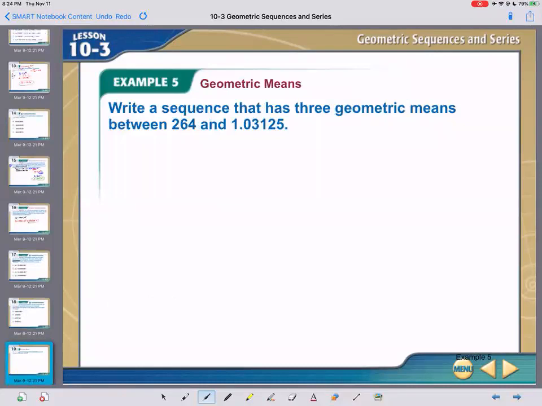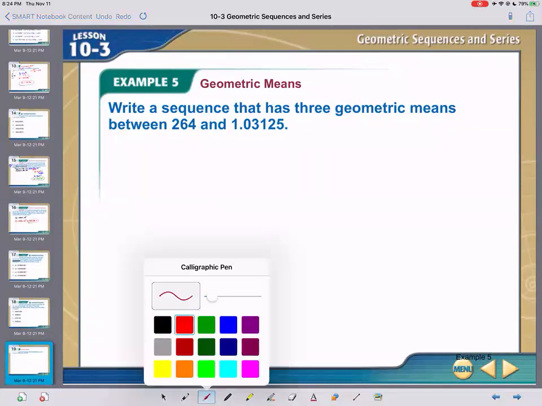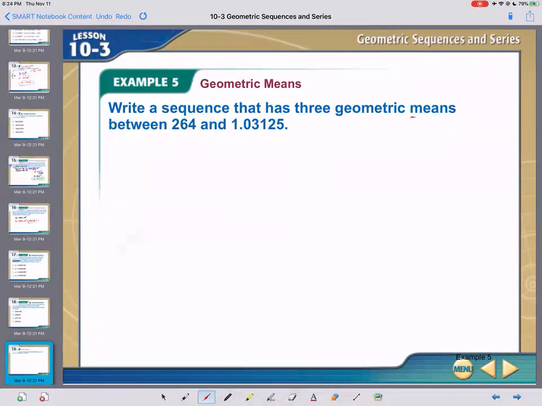All right, here we go. Example 5. Write a sequence that has 3 geometric means between 264 and 1.03125. Now you might be thinking, what does means mean? The word just means averages. And so really what it's saying is you have the two numbers, 264 and 1.03125. We want to have 3 average values that are evenly separated between these two. Like these two values they gave us are the bookends, and we have to find the missing values in the middle.